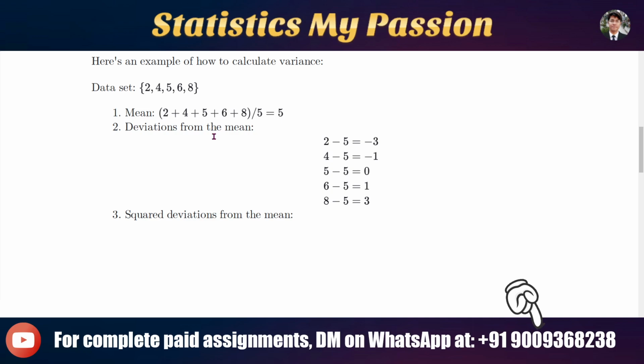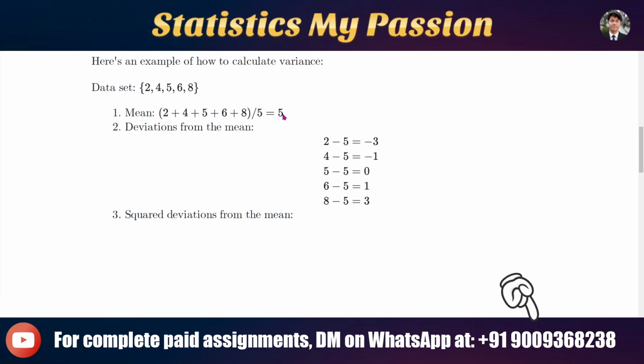Now we need to find the deviations from the mean. Let's suppose this is our first xi. We need to subtract this 2 from 5, and subtract this 4 from 5, because these are all the data values we have, and we subtract them from our mean, not from this divided number. It looks like an equal sign, but we need to subtract from 5, which is the mean, according to the formula.